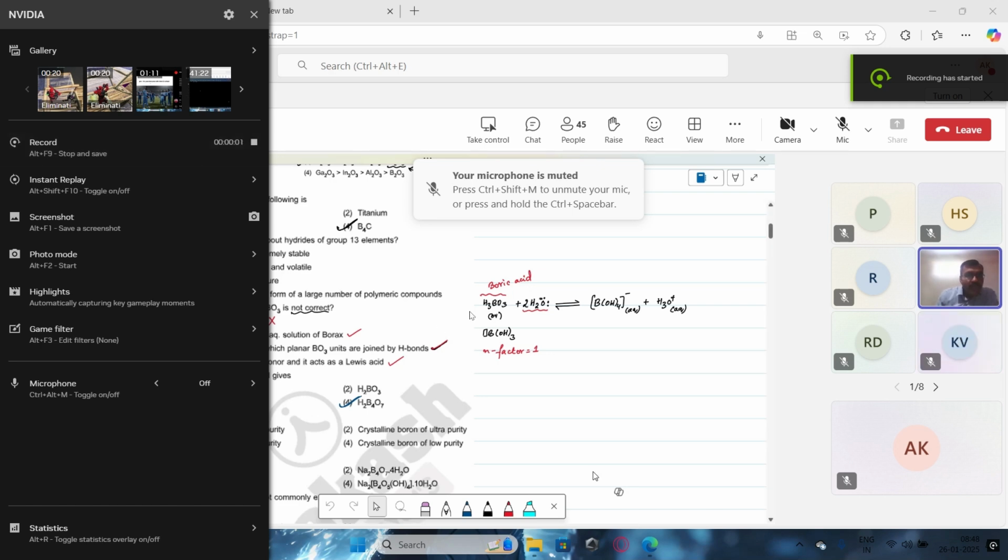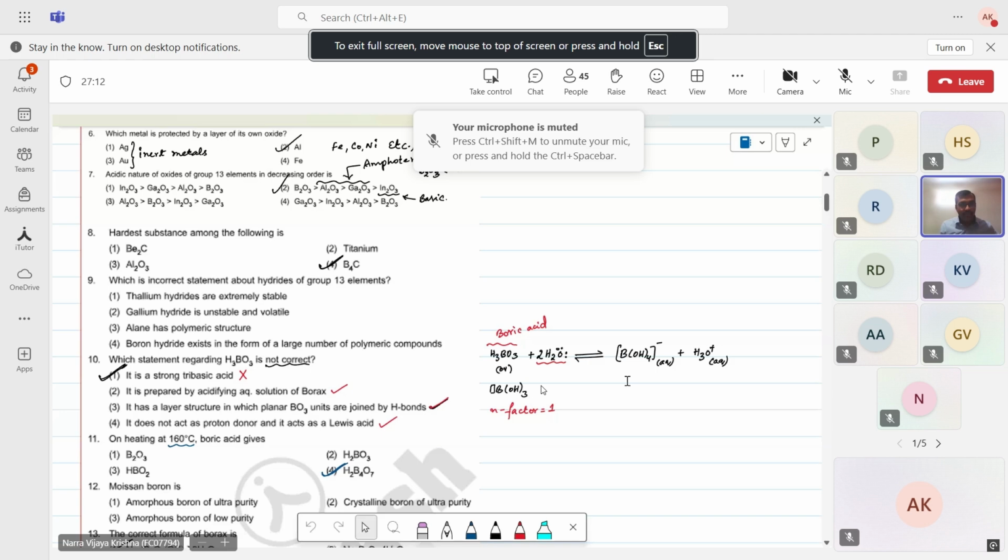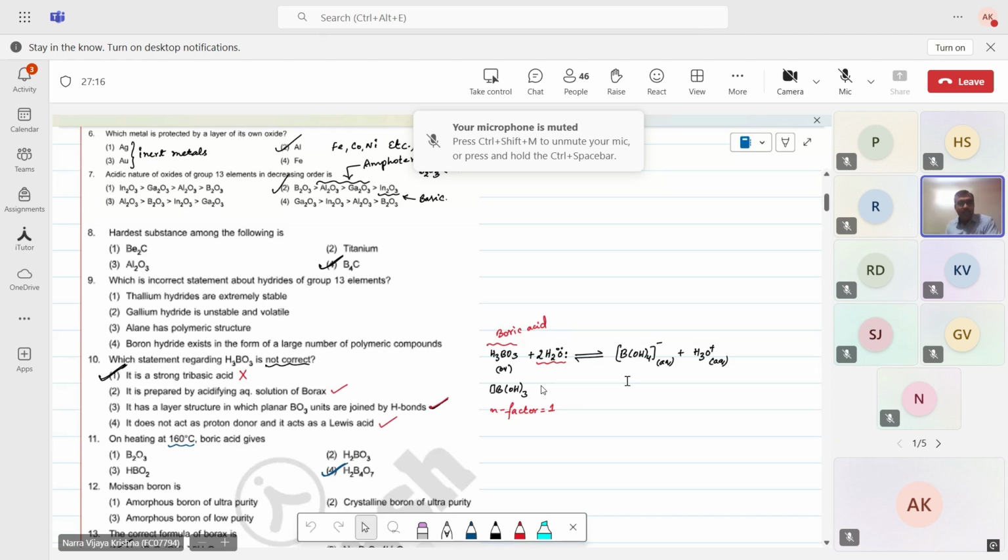Thallium hydrates are extremely stable? Thallium hydrates are unstable, no? Gallium hydrates are unstable and volatile, correct. Alane means aluminum hydride. Aluminum hydride is a polymeric structure, correct. Boron hydride exists in the form of a large number of polymeric compounds.